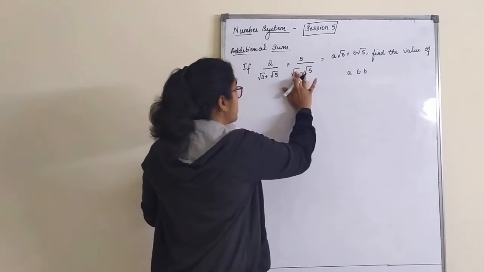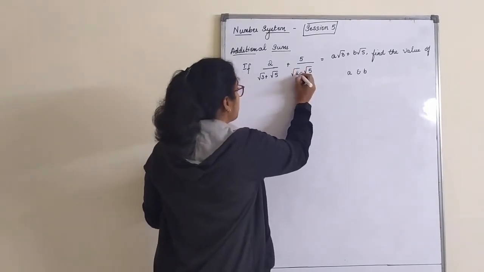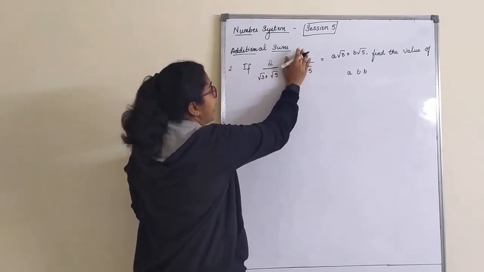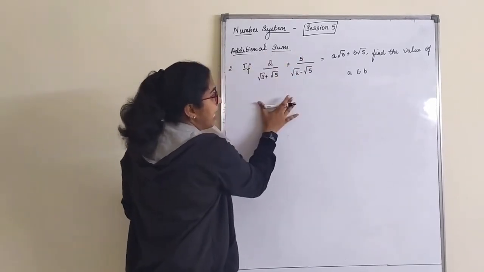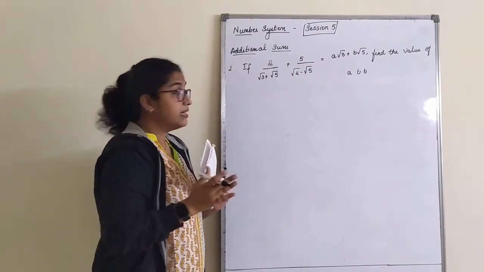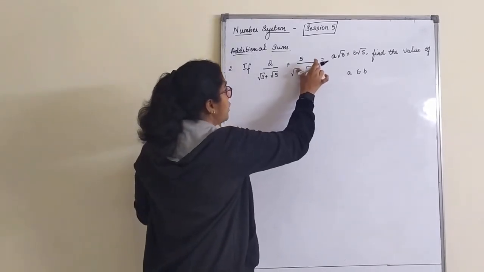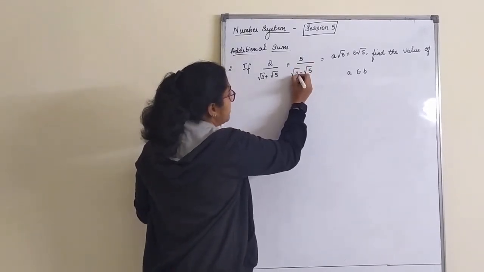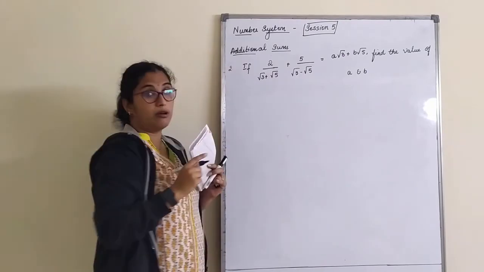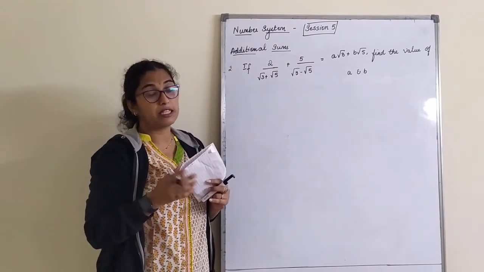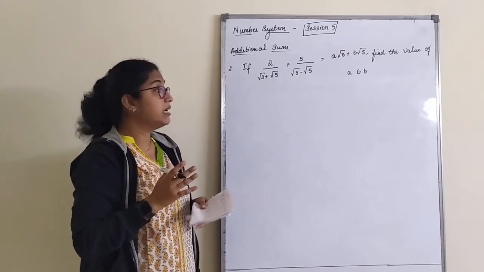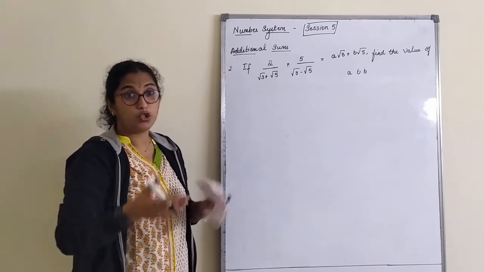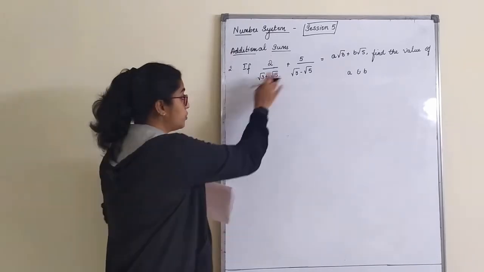In case the sum was different, I would rationalize this side separately, rationalize that side separately, and then add them. Usually the sums will not be in this form, but observe the denominator. If it is in the form of a plus b, a minus b, you can always use that method. But here, let me not create confusion; we'll follow the rationalizing factor only.